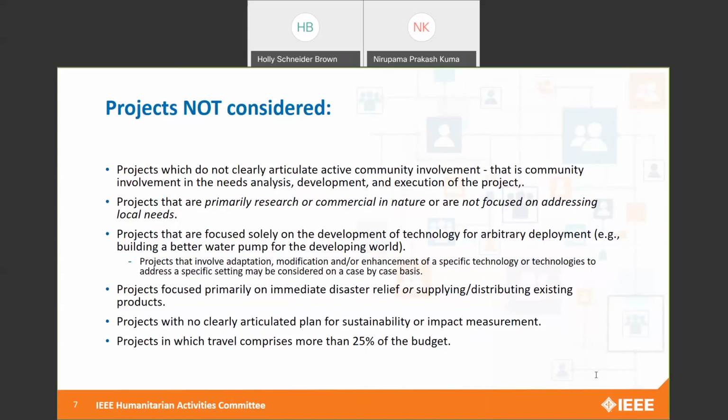Anything that also talks about immediate disaster relief, as important as that is and as beautiful a thought as that is, unfortunately, HAC is not geared to react that quickly. We are trying to see if we can do something about it through other committees, but HAC Projects Committee, at least, is not geared to react that quickly. We do go by deadlines for our proposals, etc., etc. Also, projects in which travel budget is more than 25%, we don't encourage that.